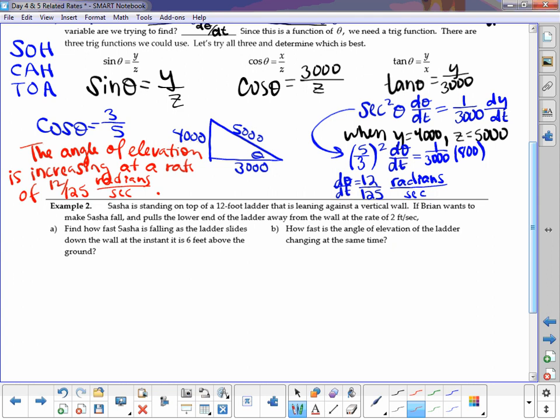I did not create this. I'm not sure why Brian is wanting to make Sasha fall. But go ahead and read this problem and we'll take it. I think Brenda was like, oh, how dare he? I don't know. Maybe they're brother and sister and she did something to him earlier. That's the way it goes.